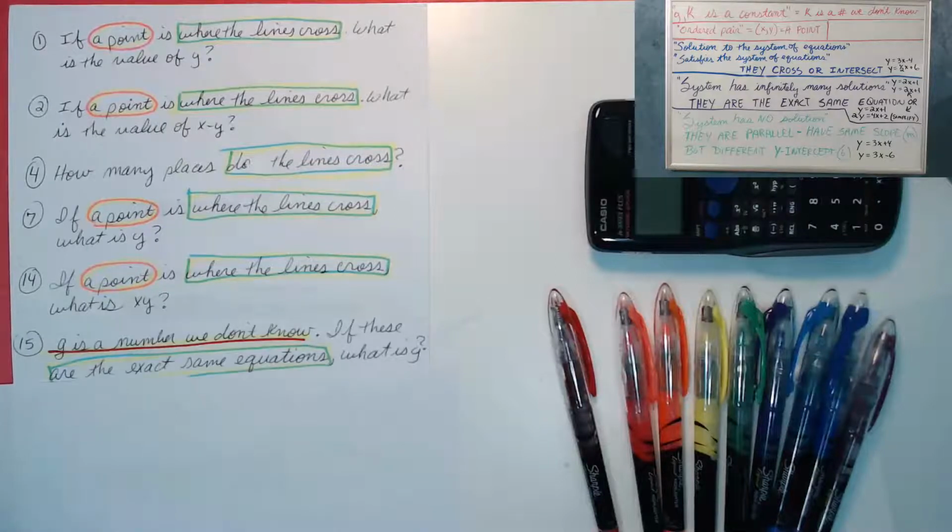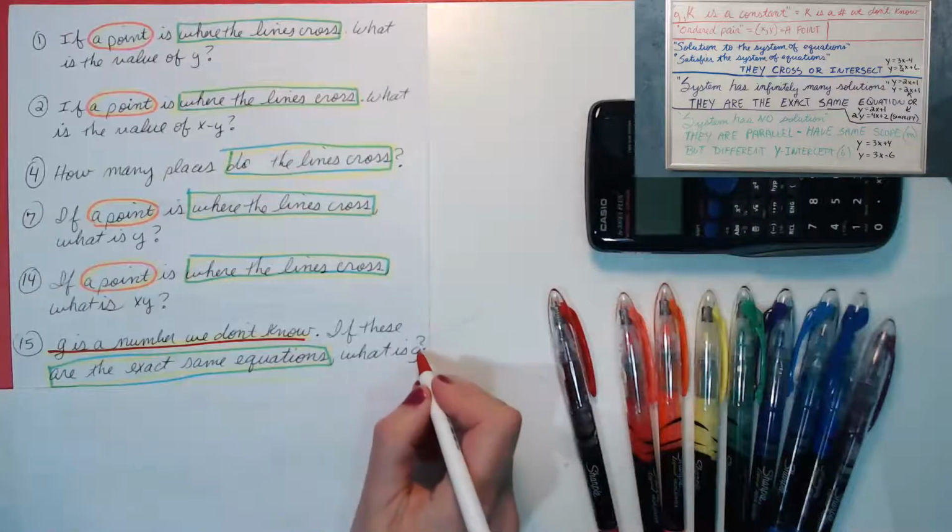You can also pause on this in the video if you want to rewatch it and you didn't get to write them all. 15. In the system of equations above, g is a constant. If the system has infinitely many solutions, what is the value of g? That's a lot of words. Here's what they're saying. G is a number we don't know. If these are the exact same equations, what is g?